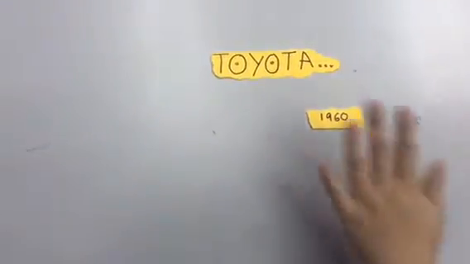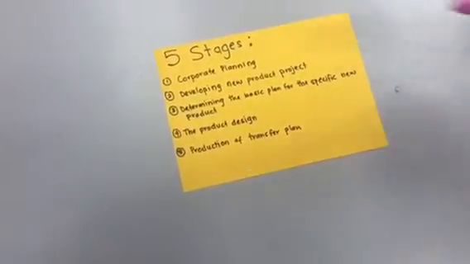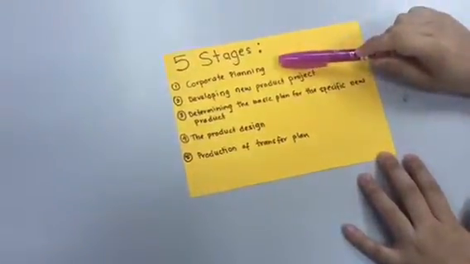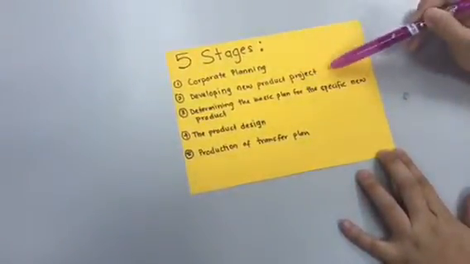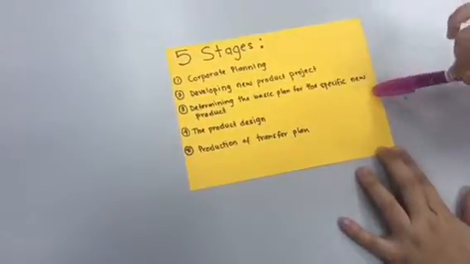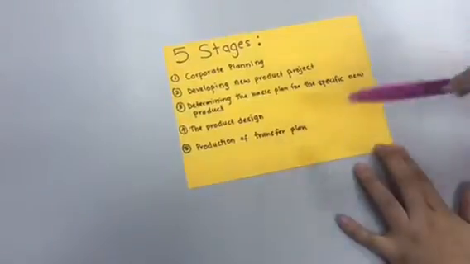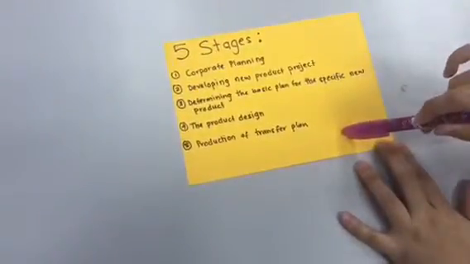Target costing was developed by Toyota corporations in the 1960s. According to the Japanese, there are 5 stages to the target costing processes. First is the corporate planning. Second is developing new product project. Third, determining the basic plan for the specific new product. Fourth, the product design. And lastly, the production of transfer plan.